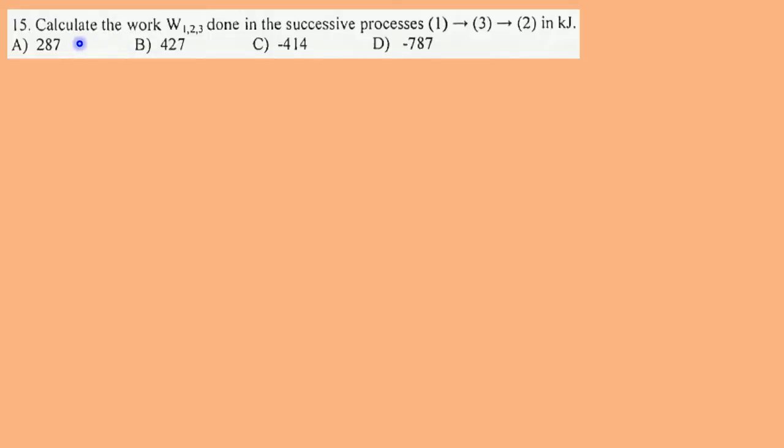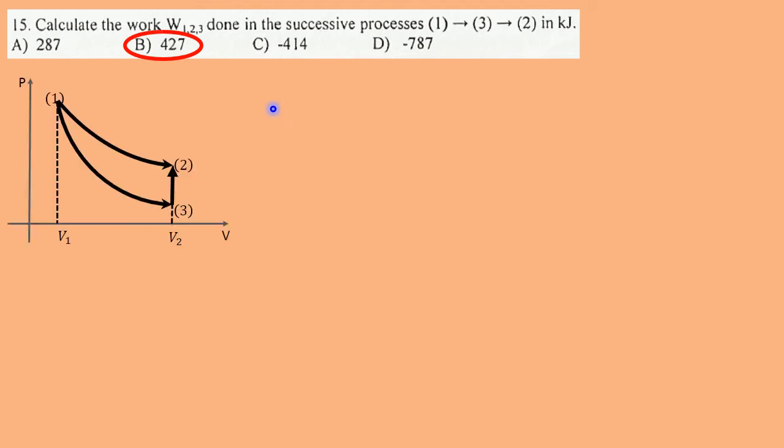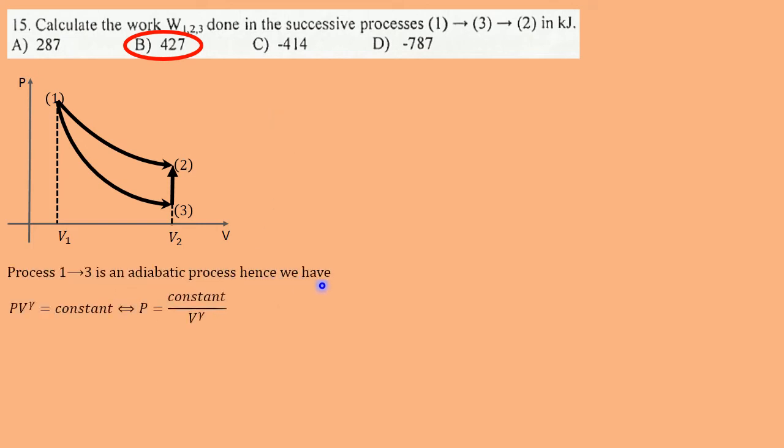Now we are told here to calculate the work 1, 2, 3 done in the successive processes 1, 3, 2 in kilojoules. There the answer should be 427. I think we should analyze that from the diagram. Process 1, 3 is an adiabatic process, hence we have PV raised to the gamma equal to constant, if and only if P is equal to constant divided by V raised to the gamma. We call that equation 1. So this is what we know about adiabatic processes, and when you make P the subject, you result to this. So that's equation 1.